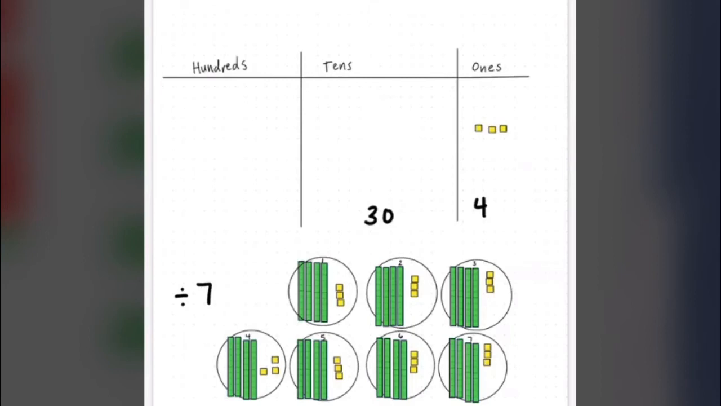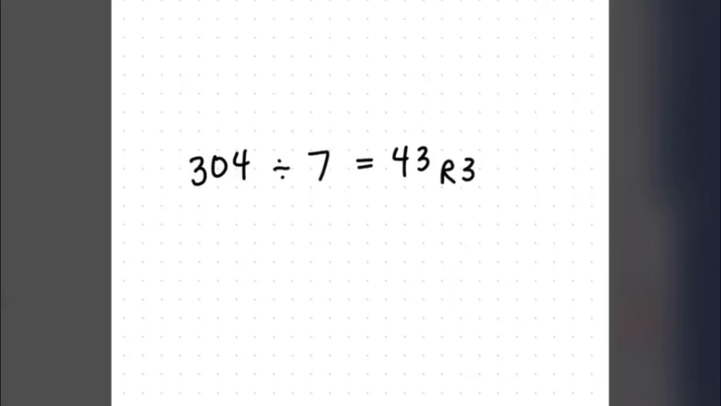As you can see, there is 43 in each group. Therefore, our quotient is 43, and we need to take account for these 3 that are left over, so we have a remainder of 3. Although we've already represented our equation symbolically alongside our concrete representation, let's write it out again symbolically just to make it extra clear. So 304 divided by 7 has a quotient of 43 with a remainder of 3.